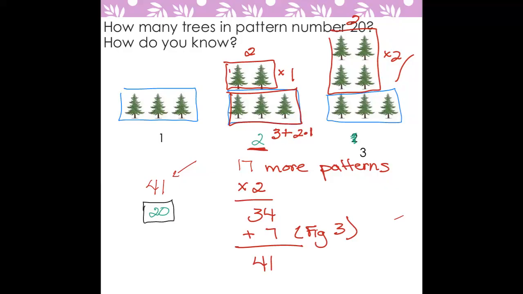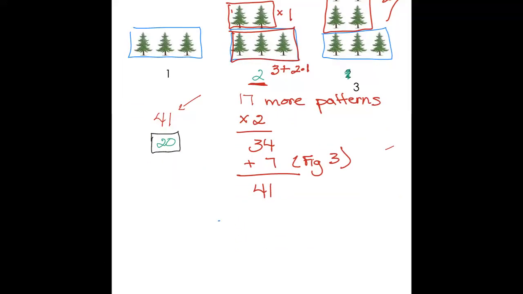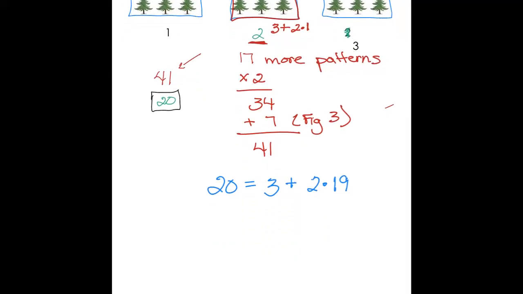Okay? So if this is figure 2, it's 3 plus a rectangle that is 2 by 1 number less than that. 1 number less than the pattern number. So if I am looking at figure 20, it is 3 on the bottom plus a rectangle that is 2 by 19. That's another way to look at it. And 2 by 19 gives you 38, and 38 plus those original 3 gives 41.